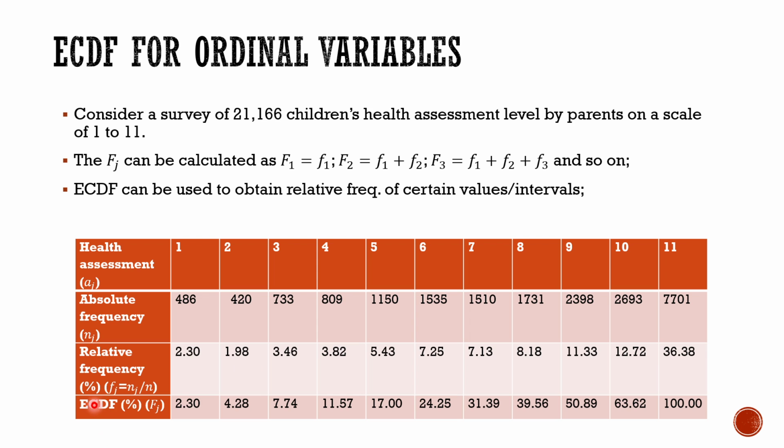Now if we talk about the ECDF, then for class 1 the ECDF would be the same as the relative frequency. Then for F2, this would be the relative frequency of class 1 and class 2, that is 4.28, which is the sum of 2.3 and 1.98. Similarly you can add up to this and it will go up to 100%, or we can say it goes up to a relative frequency of 1.